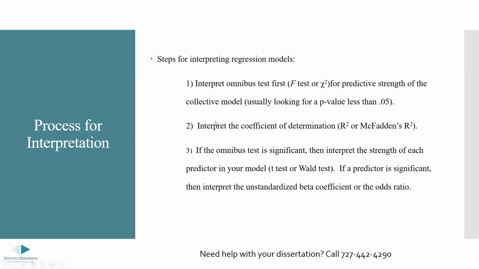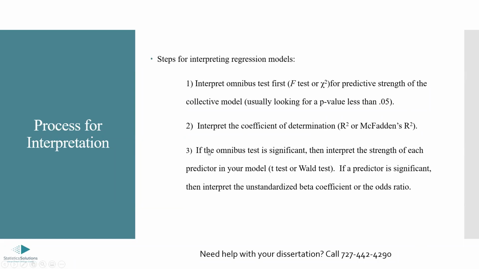The next step is interpreting the coefficient of determination. This is the R squared, or McFadden's R squared, or a Nagelkerke R squared. There are many values you can look at. R squared is used for linear regressions, and McFadden's R squared is used for logistic regressions.